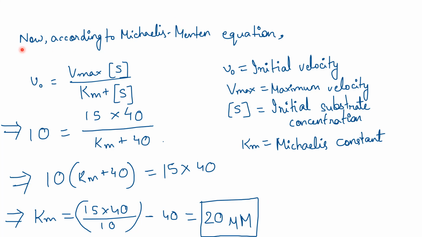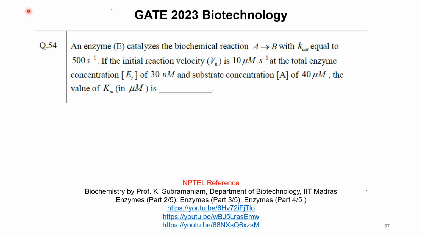Okay. So the Michaelis-Menten equation is a very important part of enzyme kinetics. We need to remember what these terms signify. V naught is initial velocity, Vmax is maximum velocity, S is initial substrate concentration, and Km is the Michaelis constant. Okay, so the answer comes to be 20 micromolar. So in this question, the value of Km in micromolar will be 20.